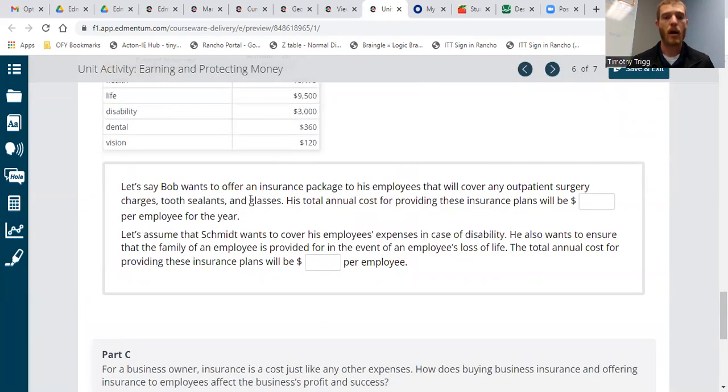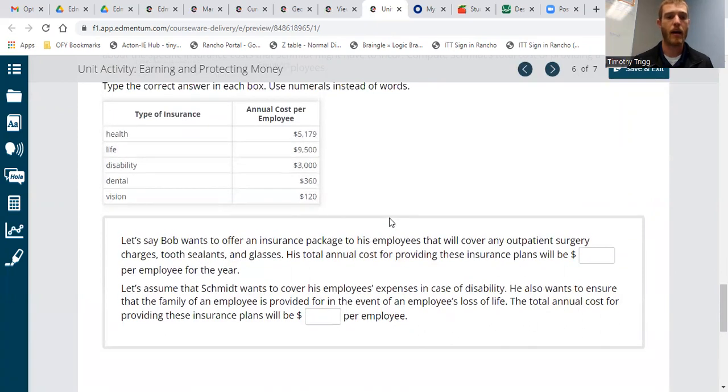Let's say Bob wants to offer an insurance package to employees that covers any outpatient surgery charges, so surgeries, tooth sealants, so dental, and glasses, vision. His total annual cost for providing these insurance will be blank per employee for the year. So we want to add health insurance, dental insurance, and vision. So add those together and that'll go here.